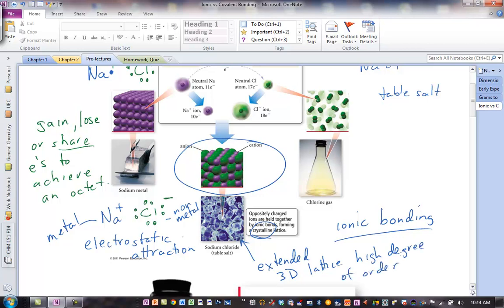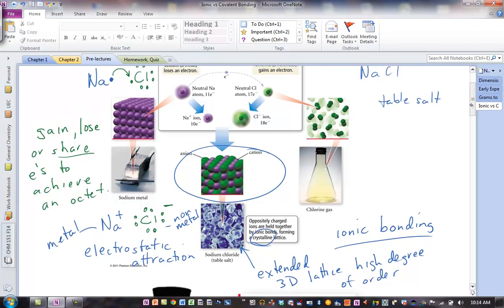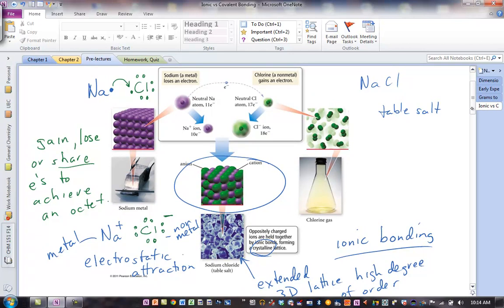All right, and that's why we see this crystalline nature, very ordered, repeating structure of sodium ions and chloride ions. Okay, lots of stuff in that one slide, but what I want you to really focus on is when we form an ionic compound, one species is going to lose electrons, that's typically a metal. Another species is going to gain electrons, that's typically a nonmetal.